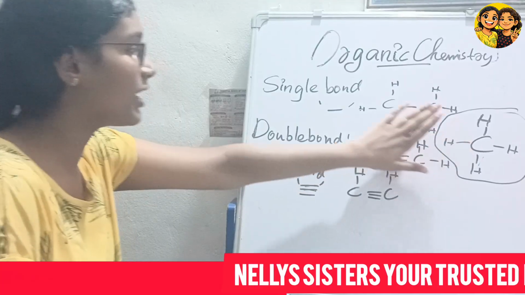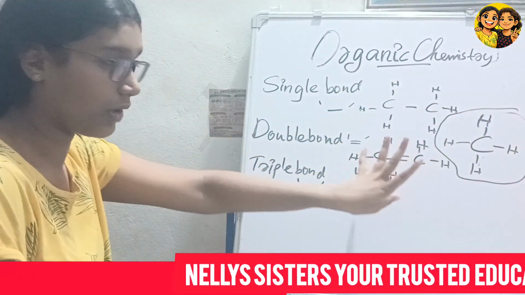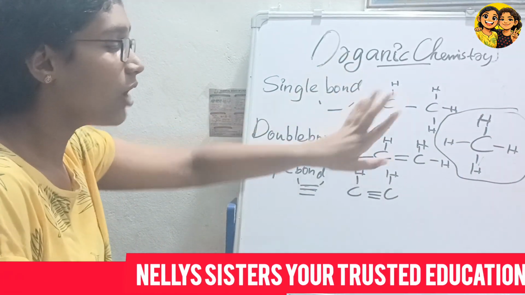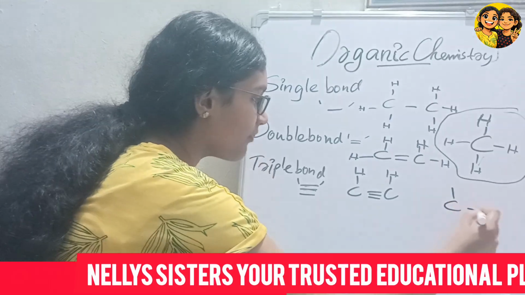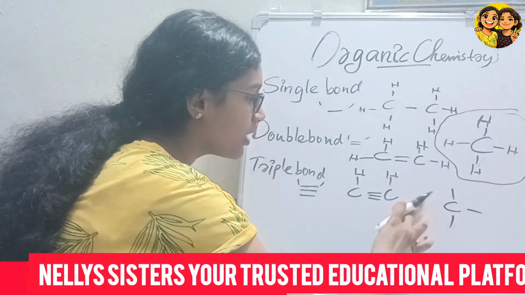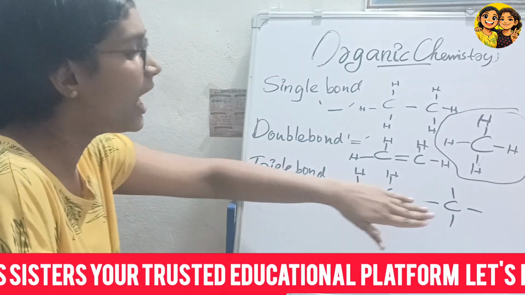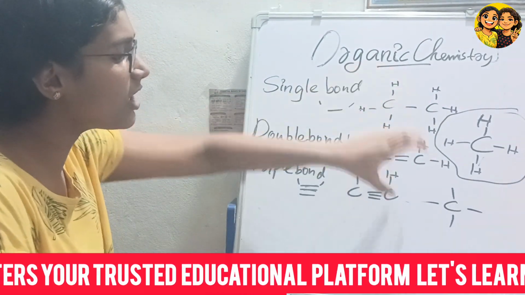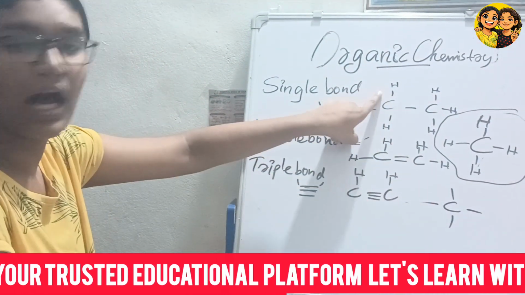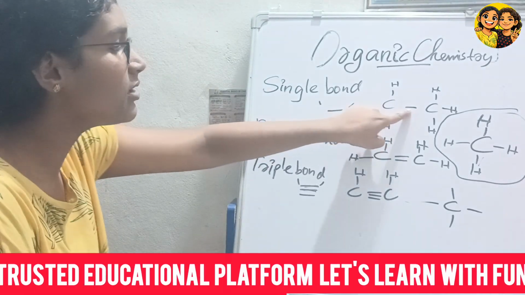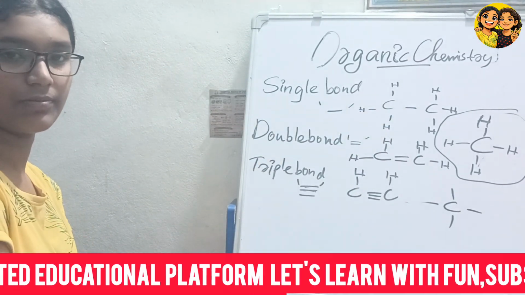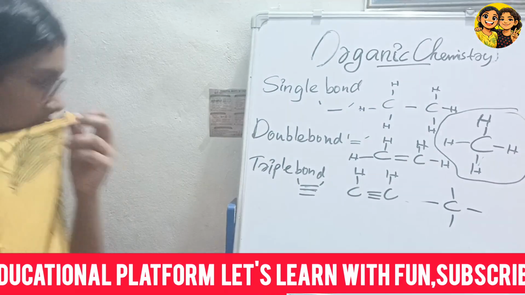Now, look over here. We have one carbon with 4 hydrogens, and as we already studied, the carbon has 4 bonds. As a valency, it's 4 itself. In this case, 3 of the bonds are filled using hydrogen and 1 with another carbon. Got it? Yes.